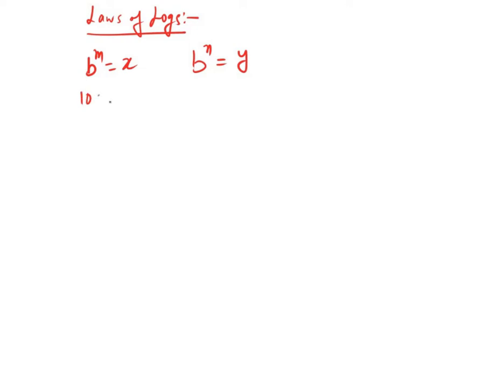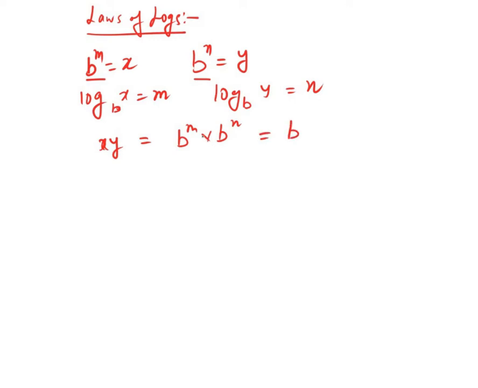If I have to write them in log form, I'll say log of x to the base of b is m, and log of y to the base of b is n. All good so far? Let's do x times y, or xy. So what is xy? x is b raised to the power m and y is b raised to the power n. So b^m times b^n.